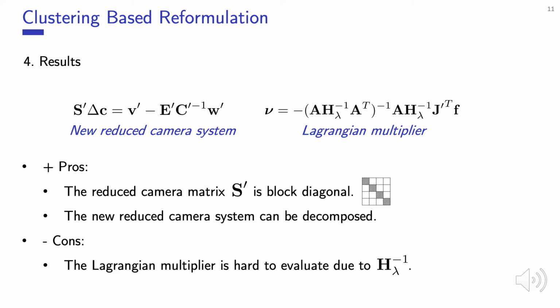The advantage of the reformulation is that the reduced camera matrix is now block diagonal, so that the reduced camera system can be decomposed into as many subproblems as the cameras. But the disadvantage is that the Lagrangian multiplier is hard to evaluate, since it needs to compute the inverse of the Hessian matrix. Now the question is how to weigh the pros and cons.